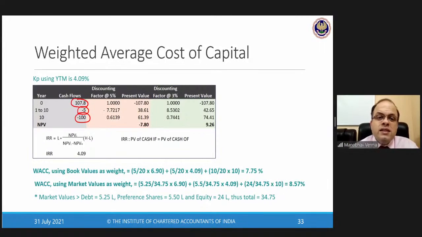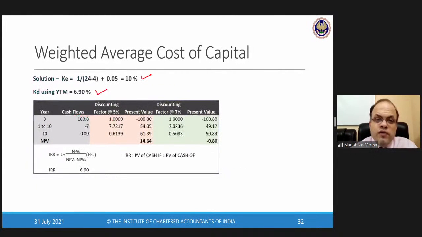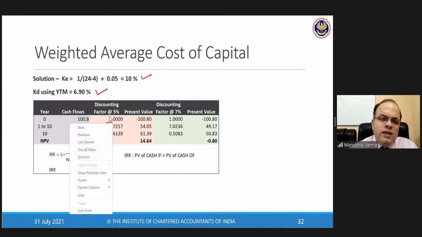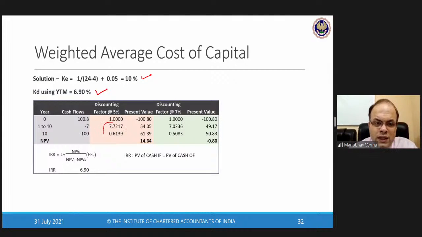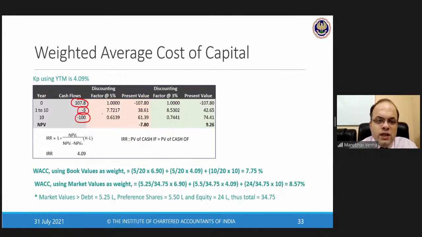Now, let us calculate that using 5% again. We're doing a 5% check here. We use the same factors which we did for debentures, guys. So we did 7.217, right? And 6.139. Let's use the same numbers here. So we're using the same numbers for the 5%. And when we calculate, we're actually getting a negative number here, guys.